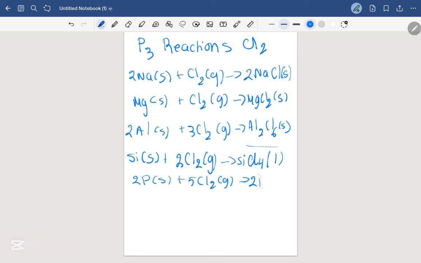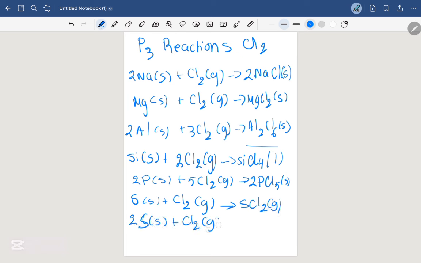Okay, and now finally we reach sulfur. So sulfur solid can react with chlorine gas in order to give us SCl2, which is a gas, or it could be 2S, sulfur solid, reacts with Cl2, which is a gas, to give us S2Cl2, and this is a liquid. Now, of course, chlorine is not going to react with itself. That doesn't make sense. And then argon, which is a noble gas, does not react either.